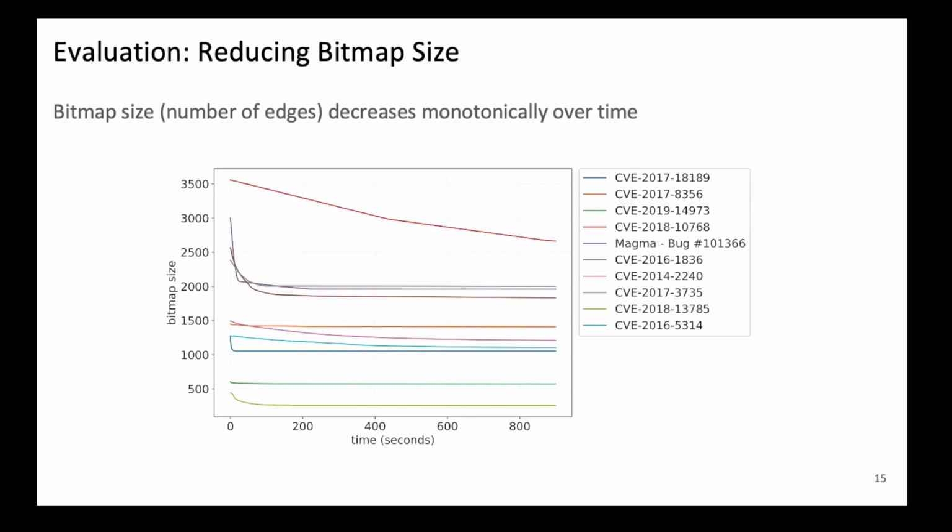Next, I'll introduce our evaluation. Let's first look at the performance of Igor fuzz. We use bitmap size to represent the number of edges that the crash has executed. This picture shows the curve of the bitmap size of a crash over time during the operation of Igor fuzz. First, we can see that the bitmap size decreases monotonically over time.